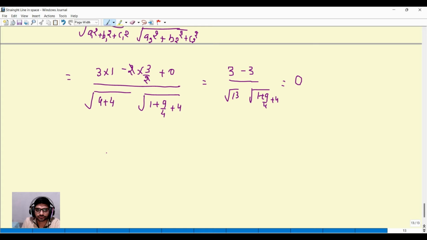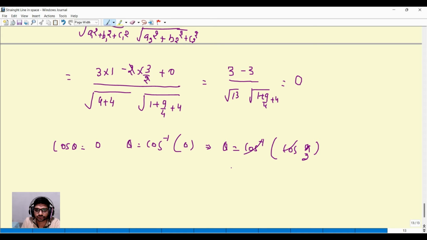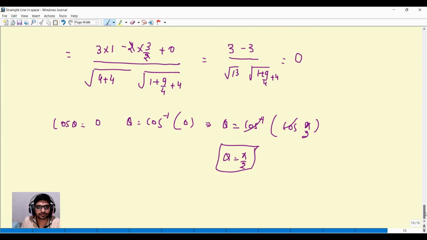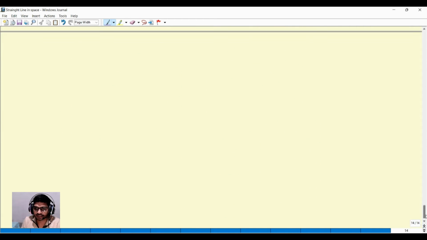So what is the value of cos theta? Cos theta is equal to 0, then theta equals cos inverse 0. So theta equals cos inverse cos 90, pi by 2. So theta is equal to pi by 2. By using this method we can find the angle between the two lines when the equation is given in the Cartesian form.